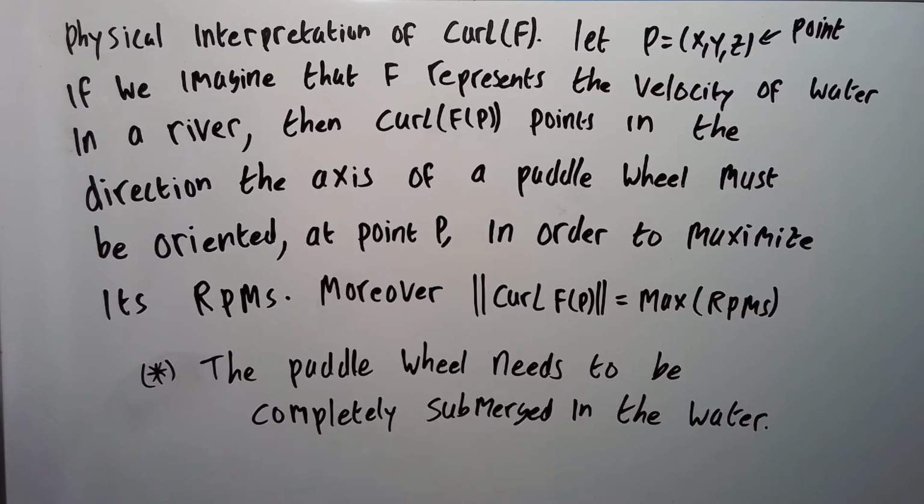Moreover, the magnitude of the curl, so again the curl will be a vector, gives you the max RPMs. And just note here, the paddle wheel needs to be completely submerged in the water. Okay, so let me show you an example here.